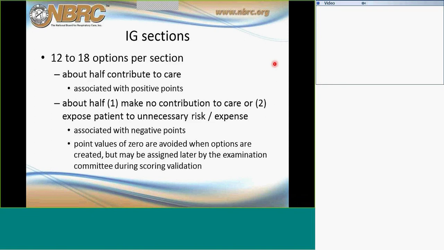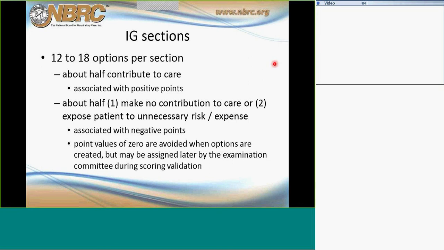Then we have the information gathering sections, and these tend to be fairly heavy in content because there can be anywhere between 12 and 18 options per section. And about half of the options in a given section are going to contribute to care and will be associated with positive points. And we'll talk later about the range of points that can be associated with options. About half of the options will make no contribution to care, or even expose a patient to unnecessary risk or even expense.